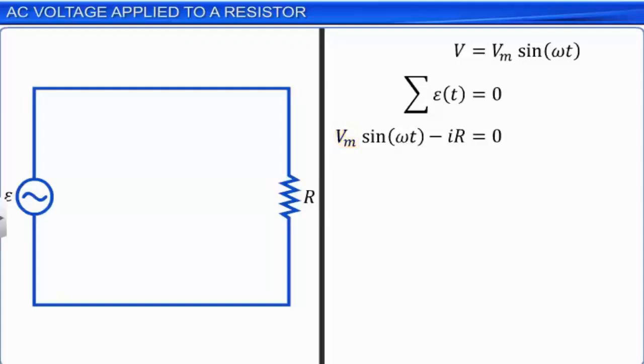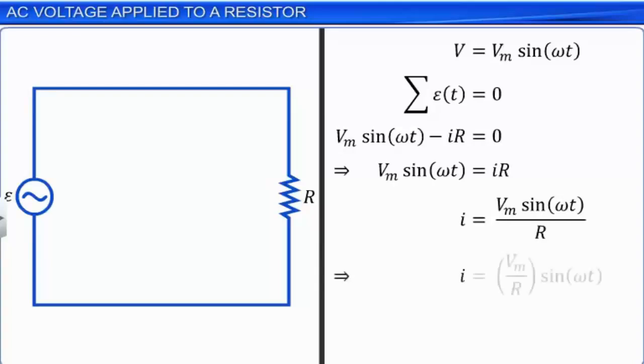Here, Vm sin ωt is the potential across the given voltage source. The second term IR is due to the fact that if a current of magnitude I passes through a resistor of resistance R, the potential fall across it can be denoted by the term IR. Solving this equation, we get the expression for current as I = (Vm/R) sin ωt.